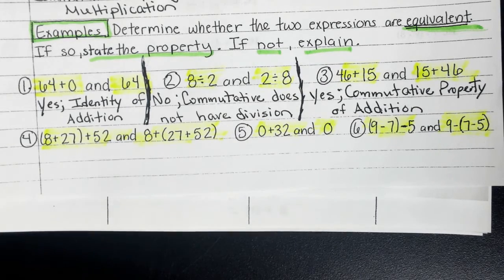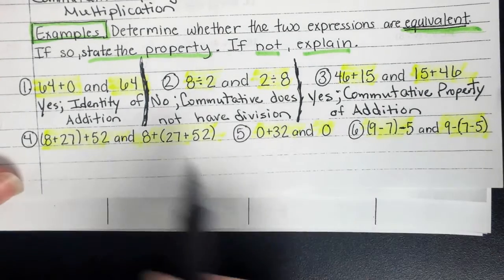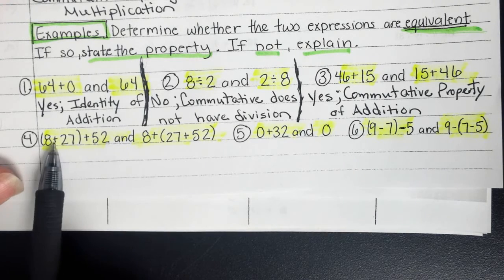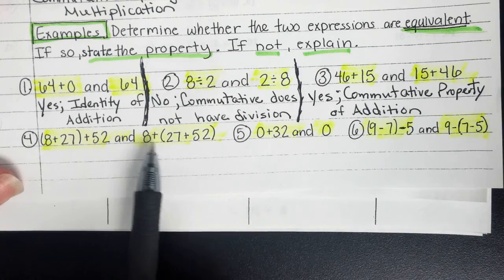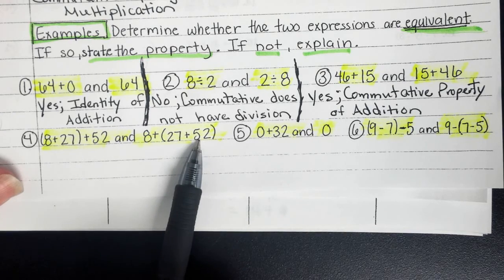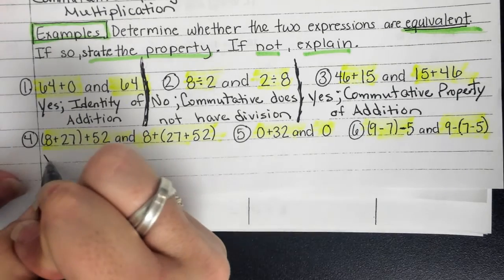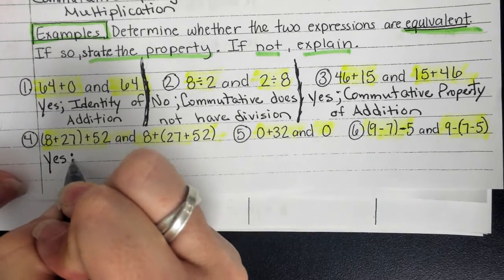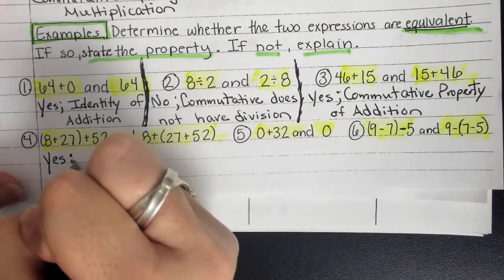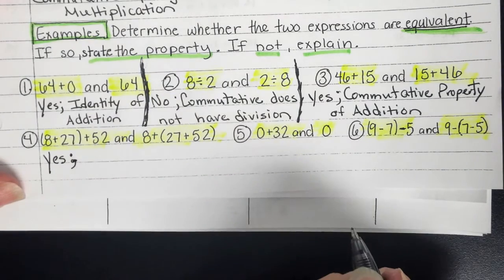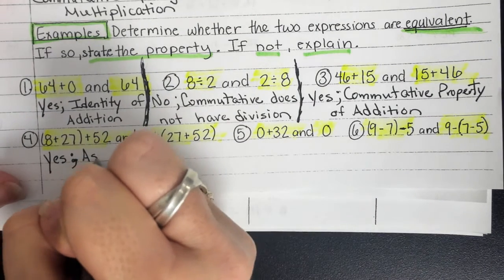Okay, look at number 4. So check your numbers. 8, 27, 52. 8, 27, 52. Parentheses, pluses, yes. Associative property of addition.